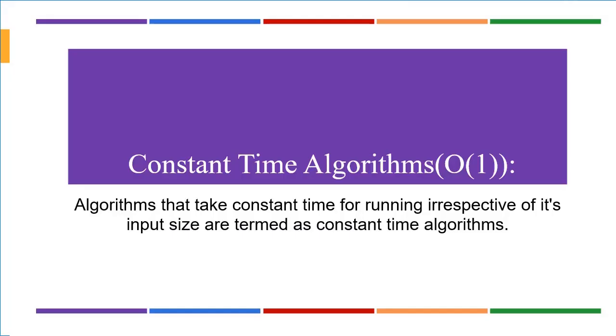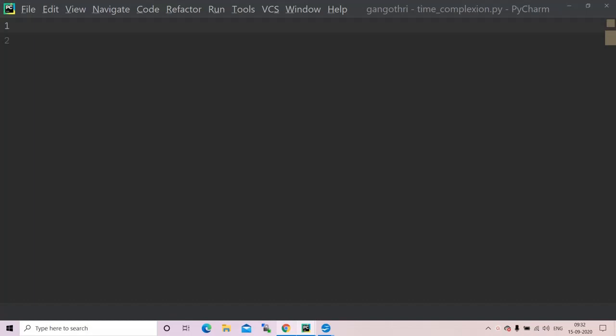First on the list we have constant time algorithms. Algorithms that take constant time for running irrespective of their input size are termed as constant time algorithms. That is, the input size is not considered. Okay, so without any delay, let us see a simple example of a constant time algorithm. We have already discussed that the time complexity of constant time algorithms must be independent of input size.